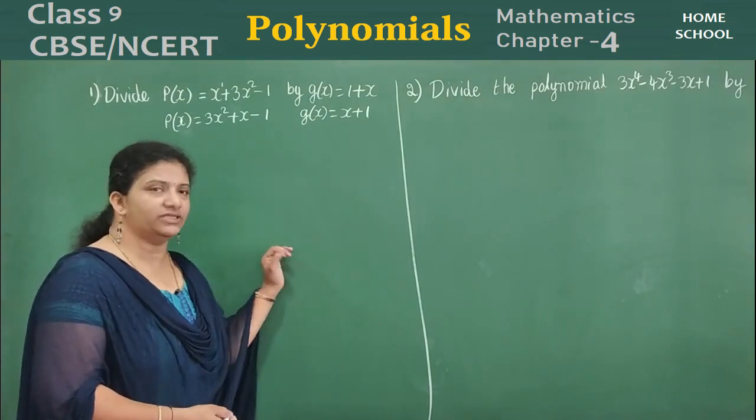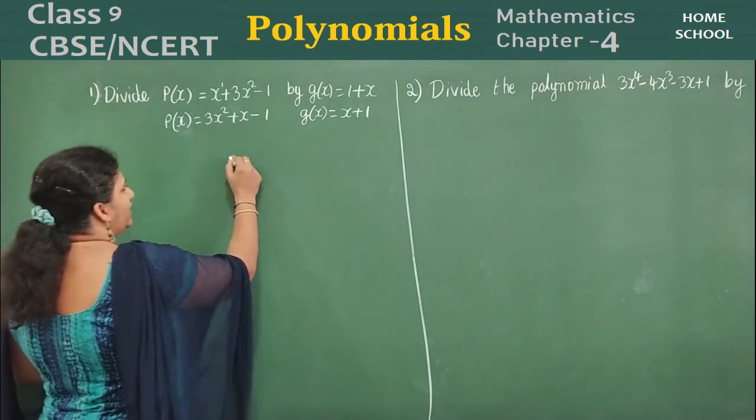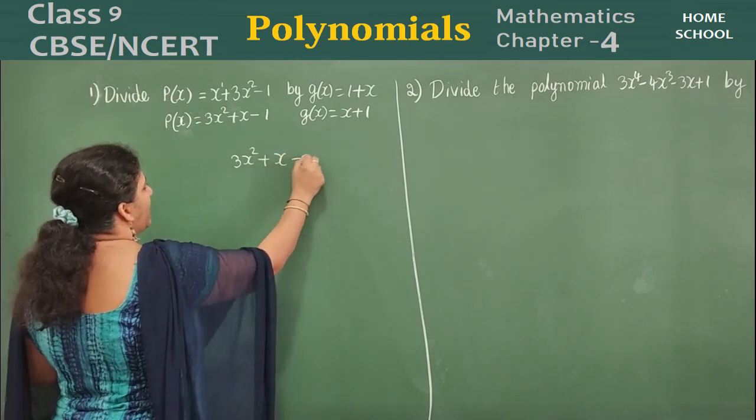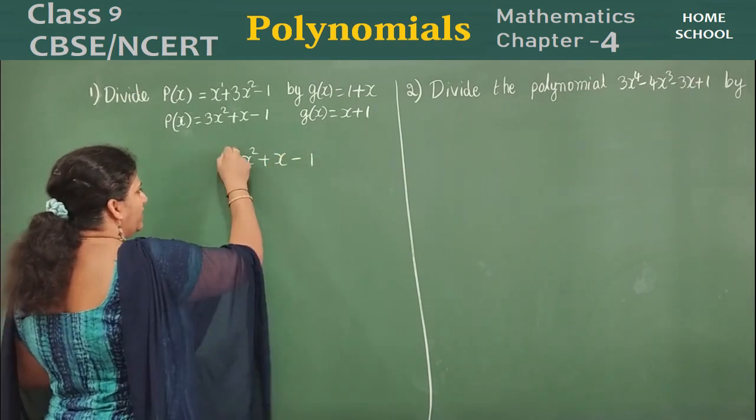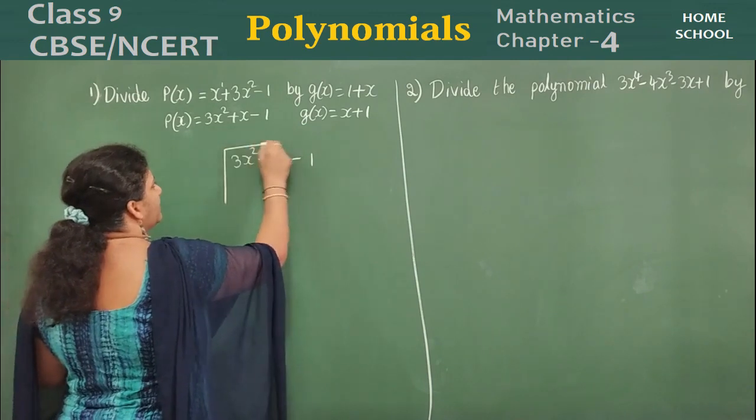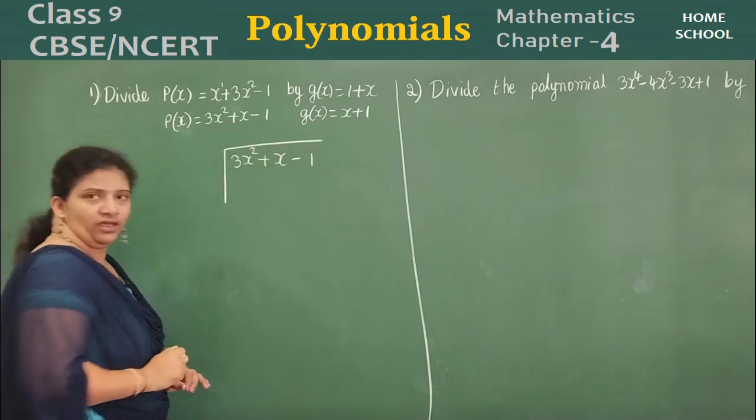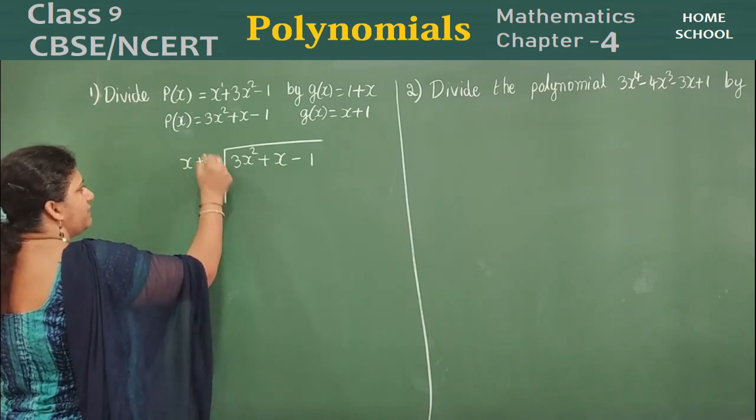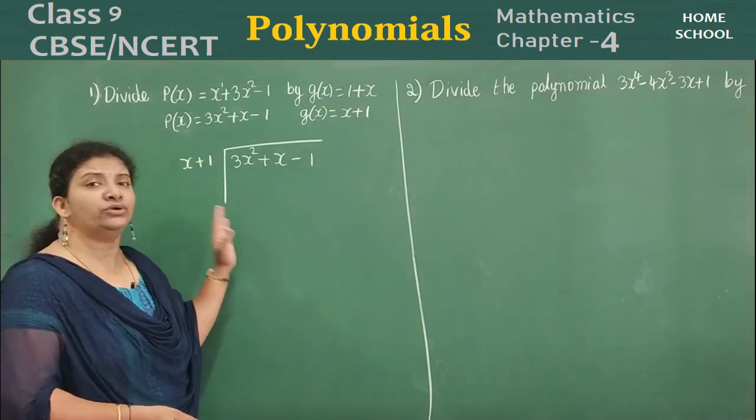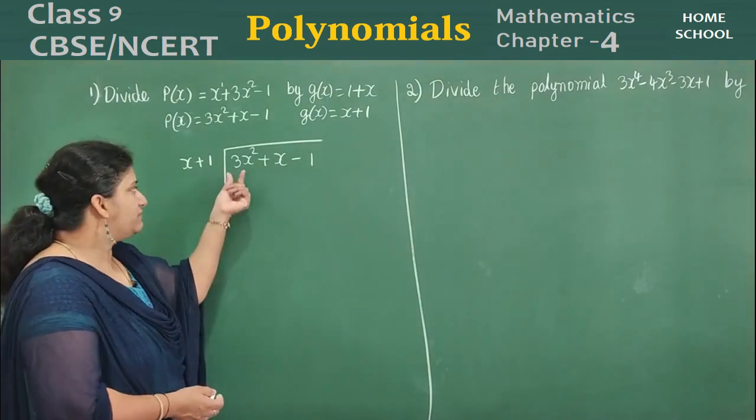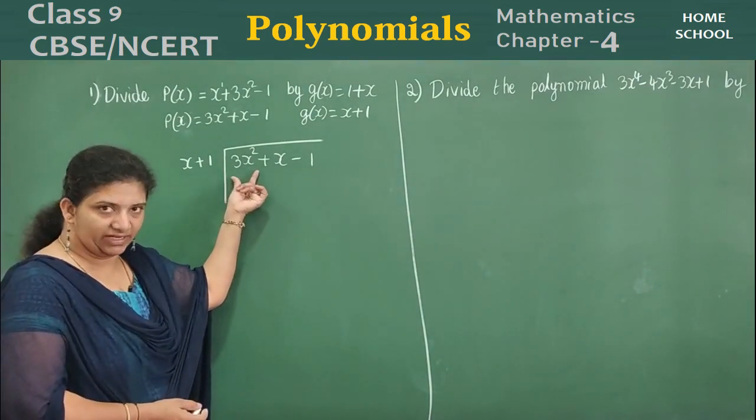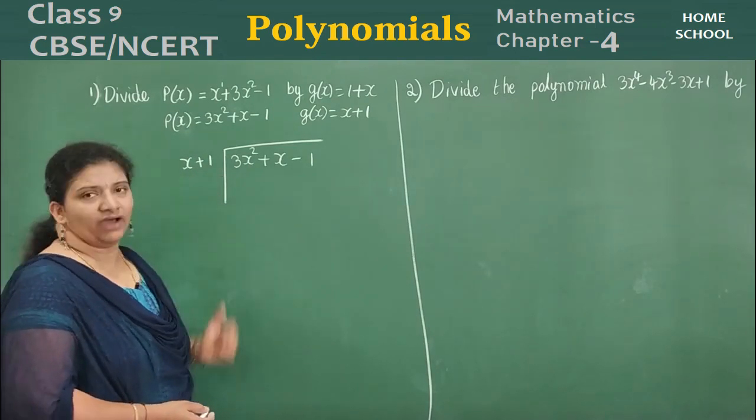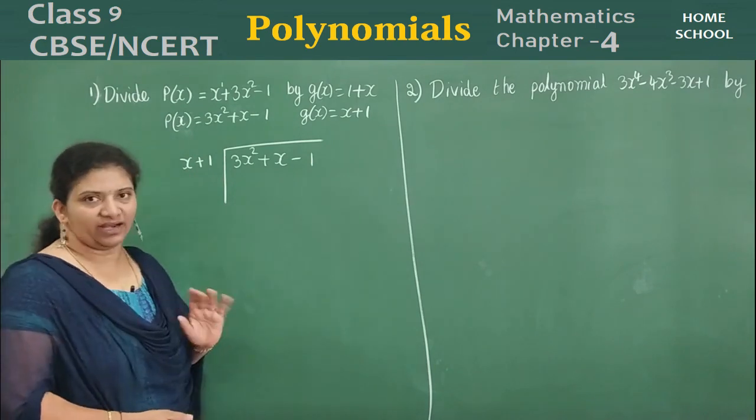Then start division. How? Look here carefully. 3x square plus x minus 1 I need to divide. Right? I take like this. Okay. So now g of x I will write here, x plus 1. How to do this division, children? Observe the first term of the dividend and first term of the divisor. You divide. So let's do that in rough part.